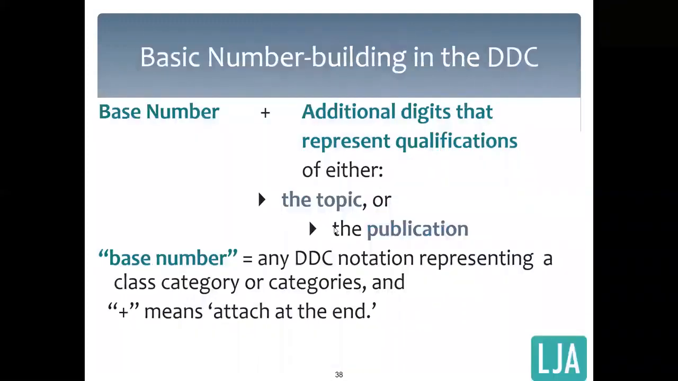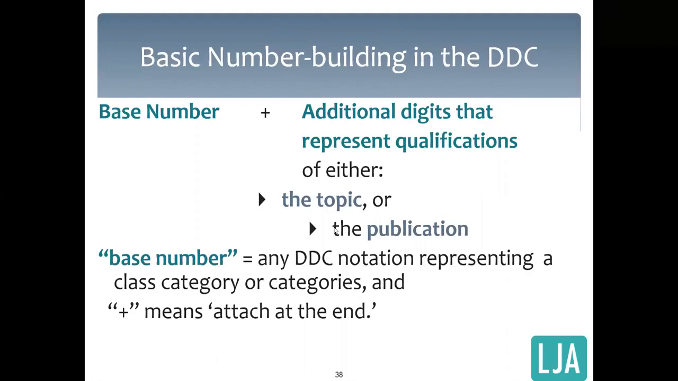So when we are looking at, and you have already started to experience this, and I know some of you have been cataloging in Dewey for a while, you're looking at your base number, and we've already been talking a lot about the base number. Look at your base number and then those additional digits.